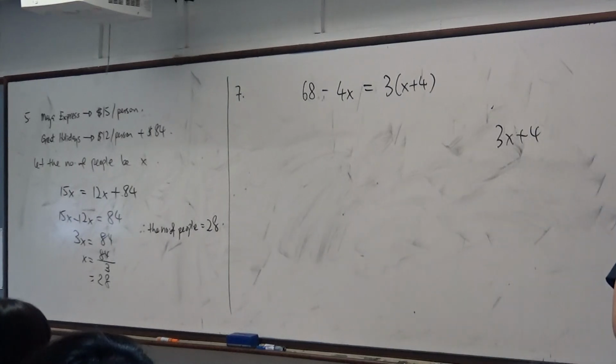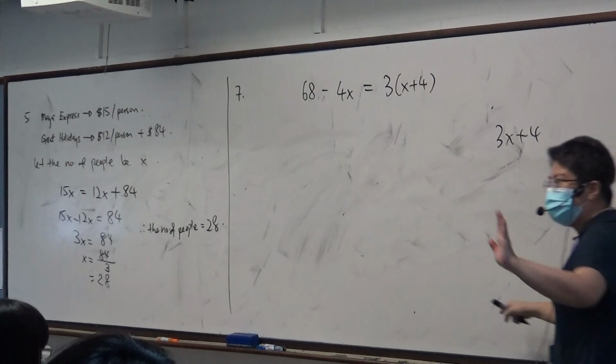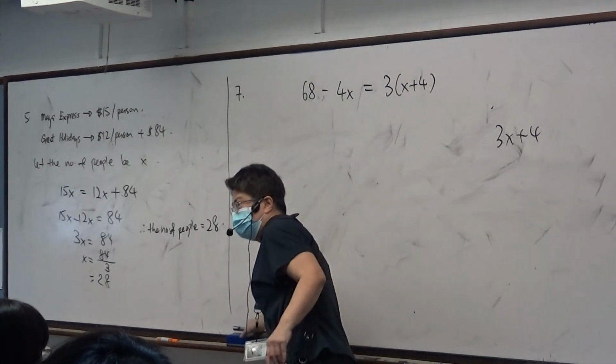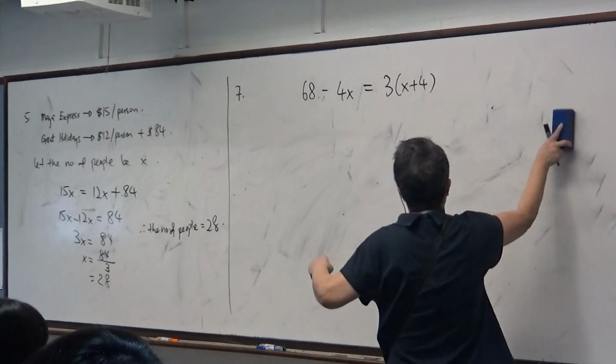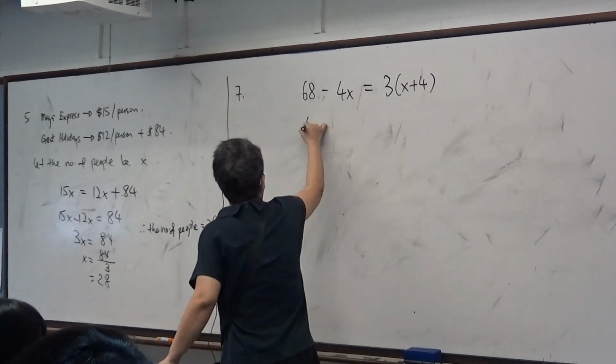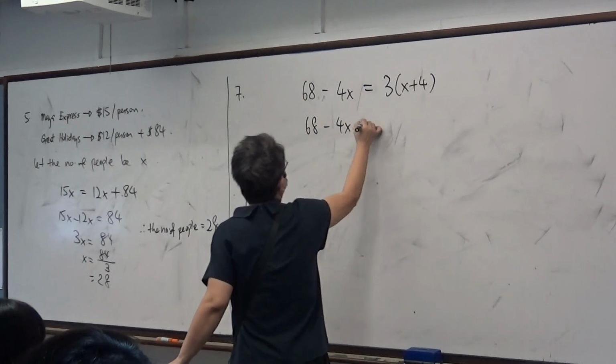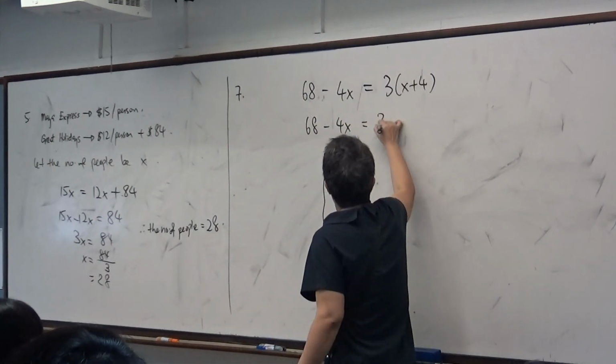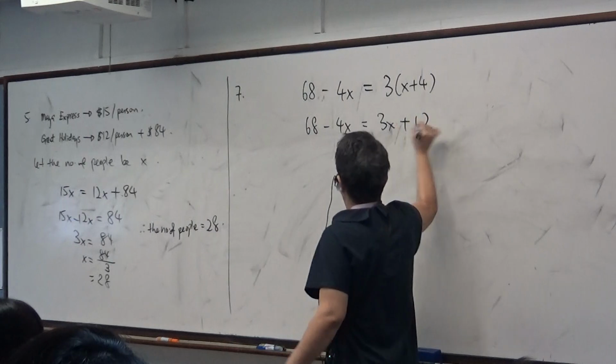Find what? Find x. Now, can you see this one? I don't have to let anything because the question already lets it for us. Can you see that? Okay? Now, can you tell me how do I solve? All of you, tell me how do I solve? 68 minus 4x equals what? 3 times the sum of x and 4. Can you solve for me now?